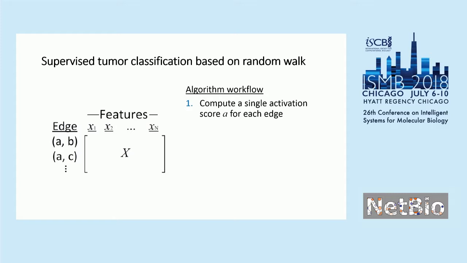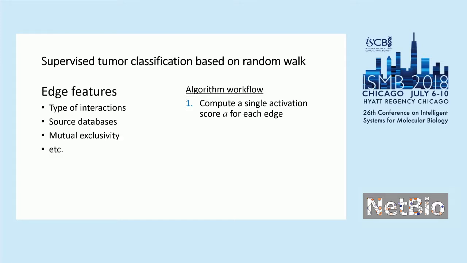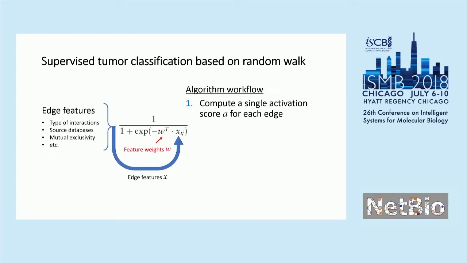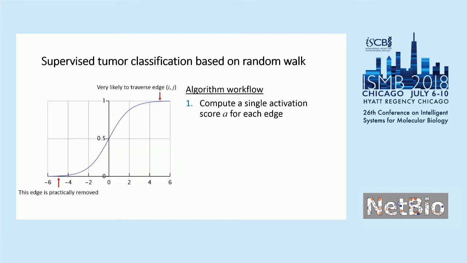One of the key differences between the supervised and unsupervised versions of random walk is that here, each edge is annotated by a set of edge features, and those features can include the types of interactions, the source databases, or the mutual exclusivity of the two genes connected by the edge, and so on. These edge features, parameterized by a vector of feature weights W, are then summarized using a sigmoid function to compute a single activation score for each edge. The result is an activation score between 0 and 1.